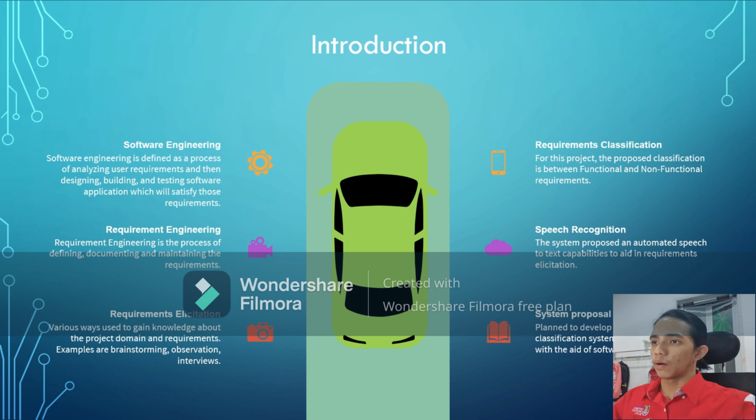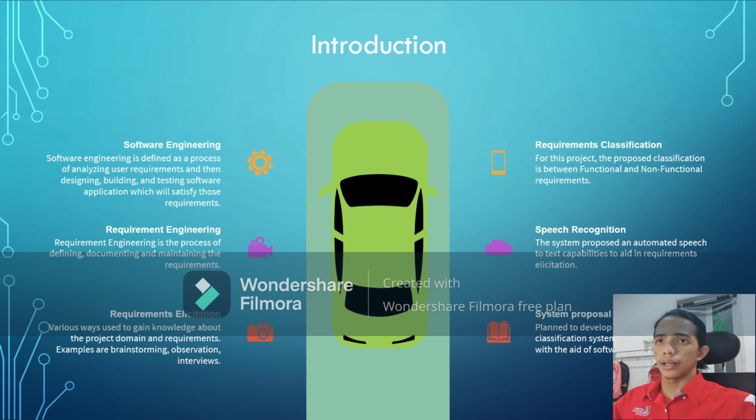Carrying on, we have requirement elicitation. This is another subtopic of requirement engineering, where requirement elicitation is defined as the various ways used to gain knowledge about the project domain and requirements. Some of the examples are brainstorming, observation, and interviews.